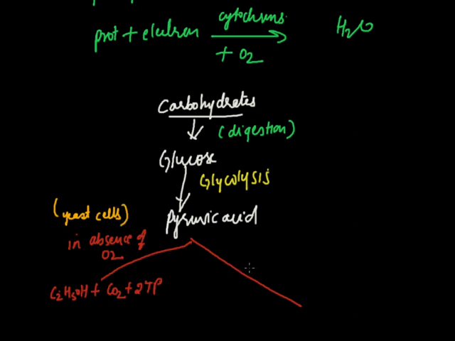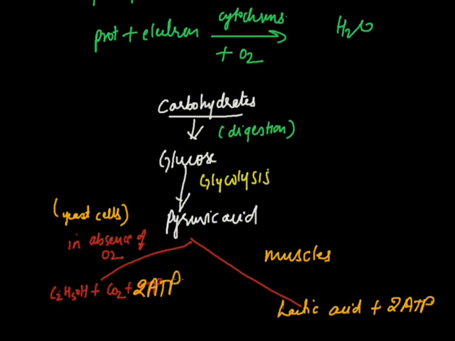Another type of anaerobic respiration occurs in the muscles. If it occurs in the muscles, the end product is lactic acid and 2 molecules of ATP are produced. Now these are both types of anaerobic respiration.